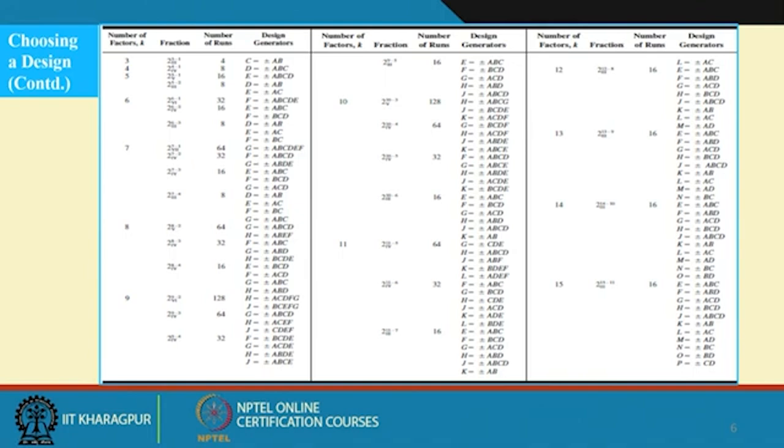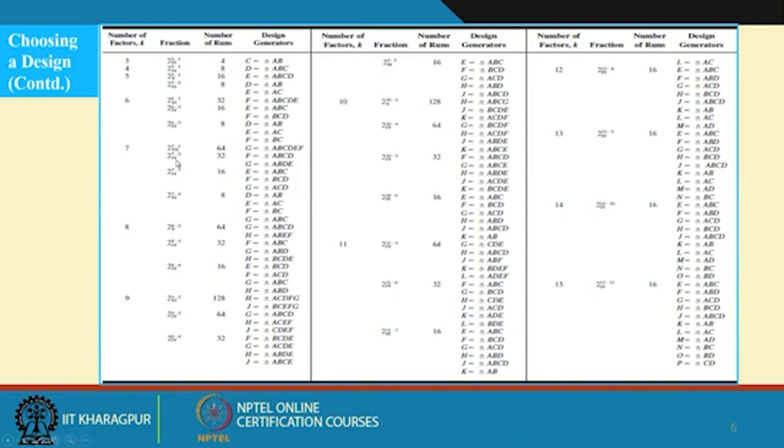So, here a table is shown where different kinds of 2 to the power k minus p designs are given, with number of factors k. It starts from 3 to I think 15, and the possible fractional factorials are given. For example, if I consider number of factors 7, then the possible fractional factorials are 2 to the power 7 minus 1, which is resolution 7, 2 to the power 7 minus 2, resolution 4, 2 to the power 7 minus 3, resolution 4, and 2 to the power 7 minus 4, resolution 3.